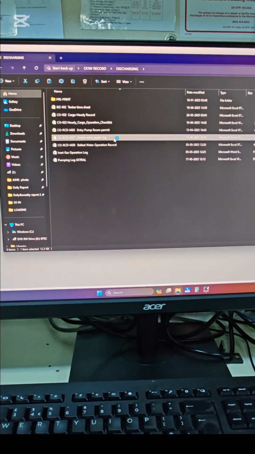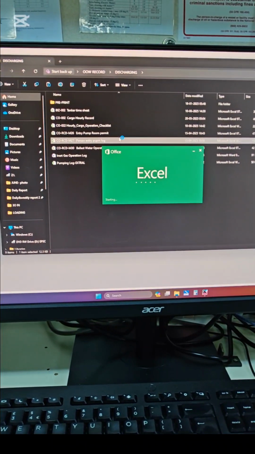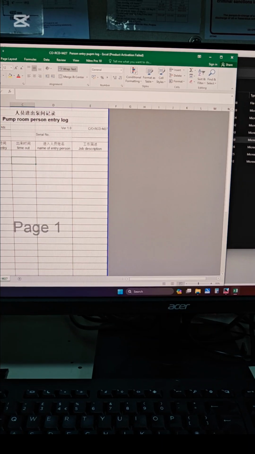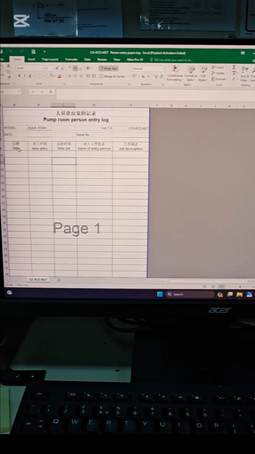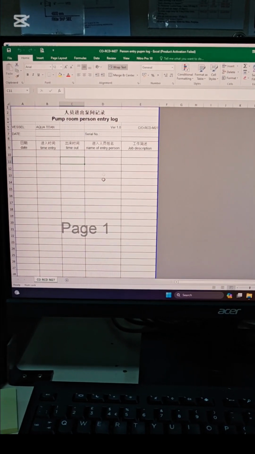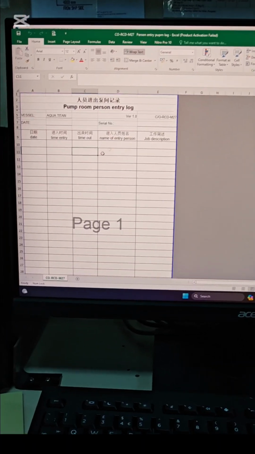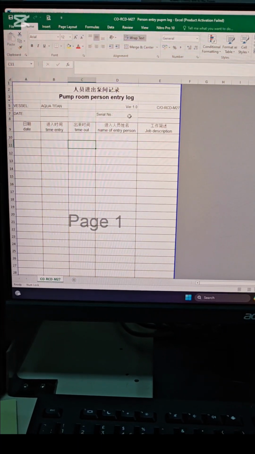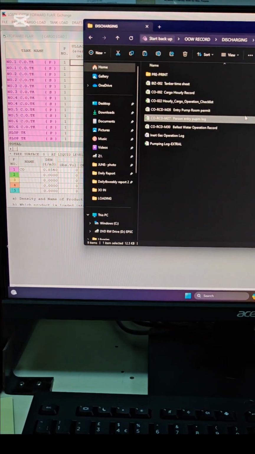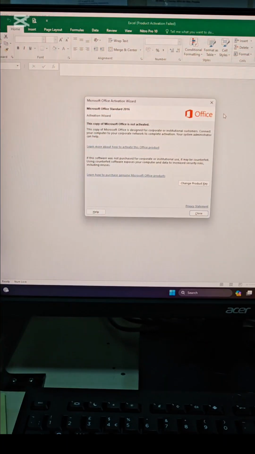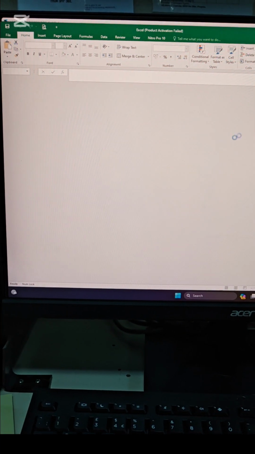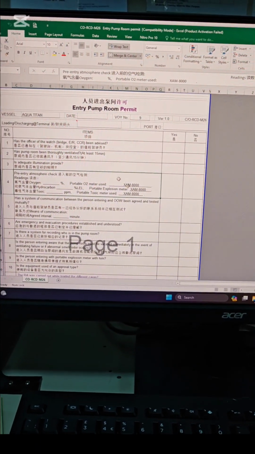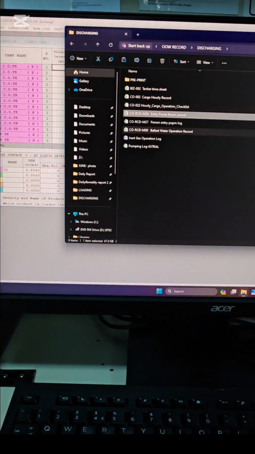This is like this. I show you, guys. I'm showing you this pump room entry log like this. It has date, time entry, time out, name of the person entry, job description, just like this. This is a pump room entry log, guys. This you have to maintain, and the entry permit also. Normally the chief officer will give the permit, guys, like this. This also we have to maintain, guys.